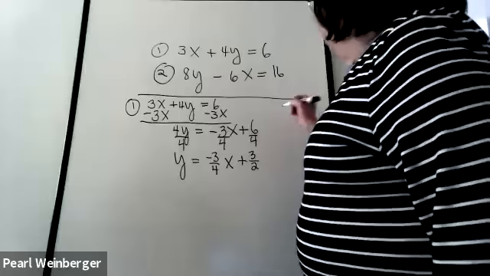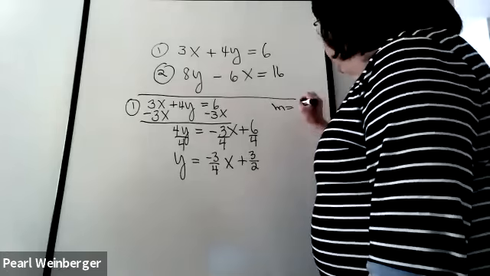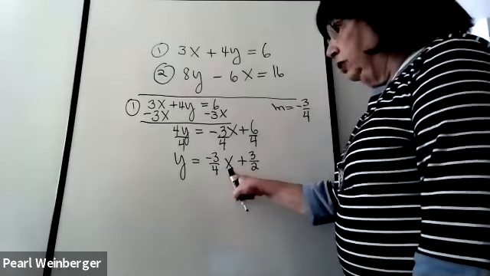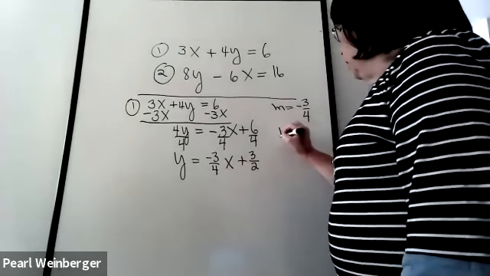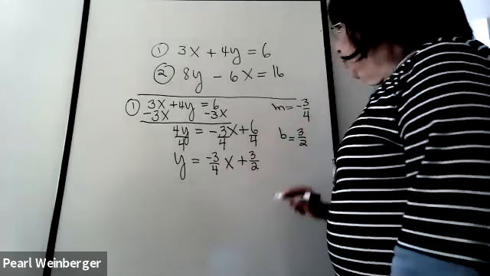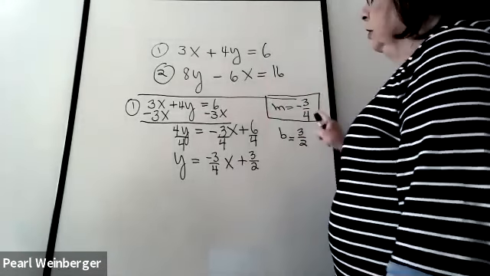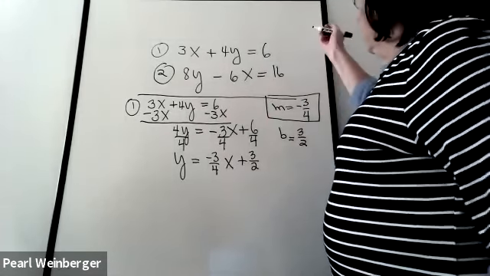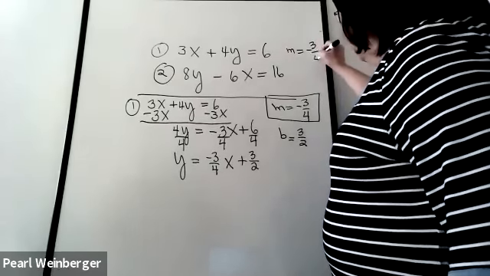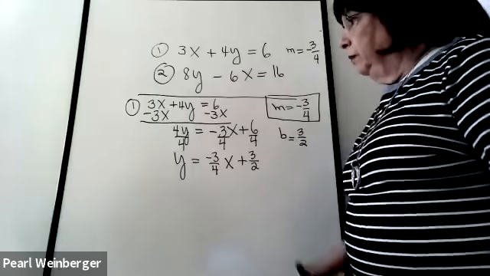Which means for this particular example, the slope of the line is negative 3/4 because that's the number in front of the x, the coefficient of the x. The b, the y-intercept, happens to be 3/2. Now, I really don't care about the y-intercept. What I need to know is what is the slope. The slope of line number 1 is negative 3/4. We found it by putting it in the y equals mx plus b form.